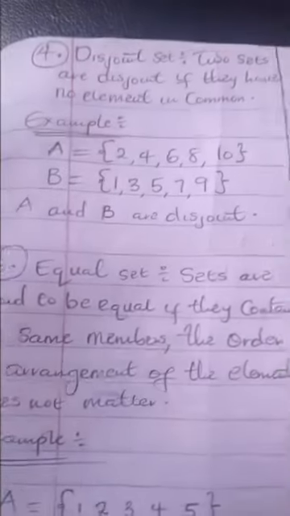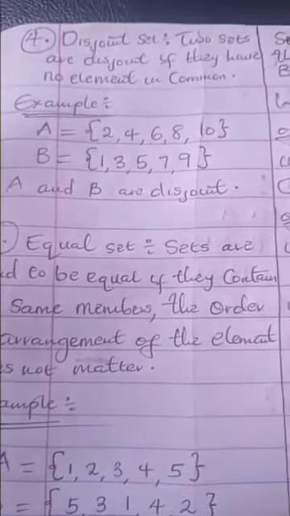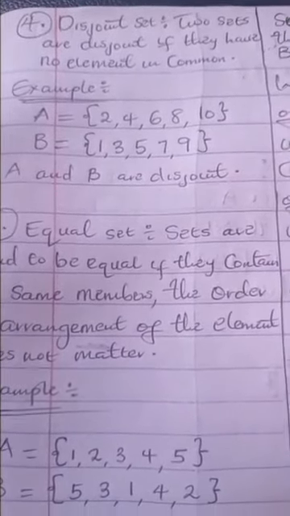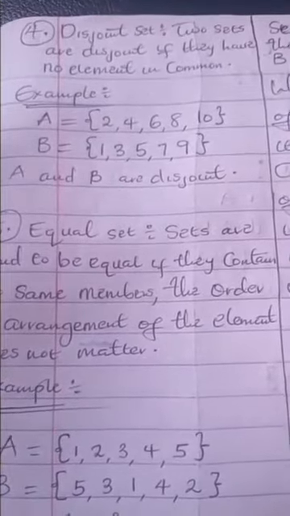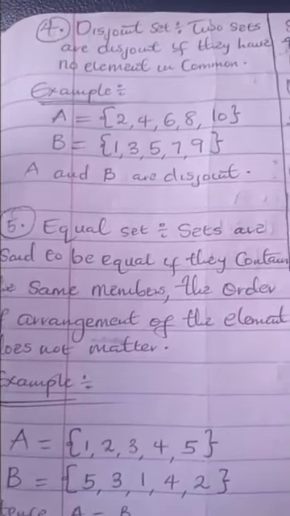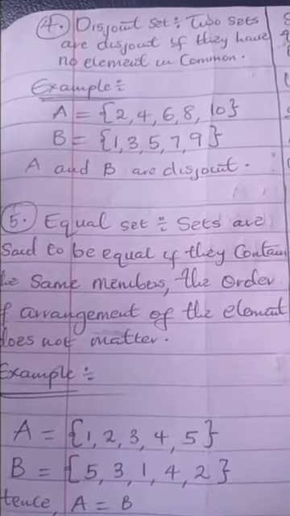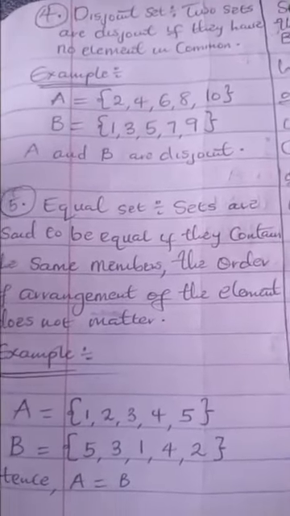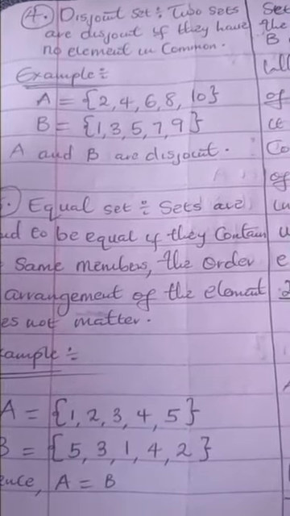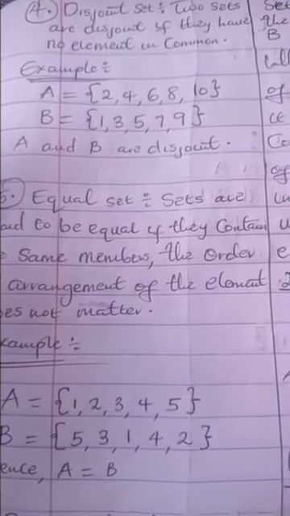All right. Another type of set is the disjoint set. They said two sets are disjoint if they have no elements in common. If they have no elements in common, it's called disjoint. They are not joined together, right? Now, for example, set A has 2, 4, 6, 8, 10, and set B has 1, 3, 5, 7, 9. A and B are disjoint, yes, because they have no element in common. The elements in A are even numbers, the elements in B are odd numbers. So A and B have no elements in common.